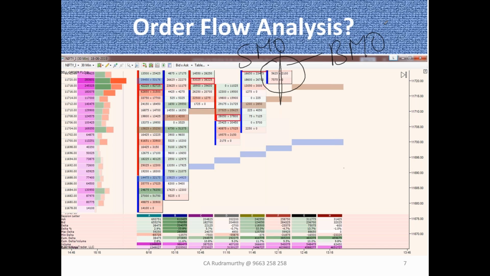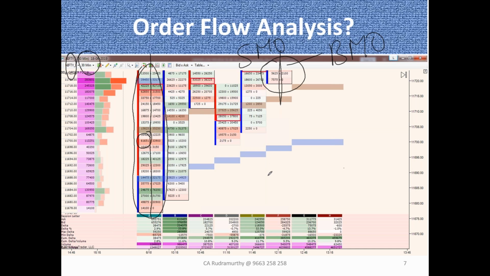Let me ask a simple question now. This is a half an hour candle. You can see I'm using a 30 minutes chart, and the example I've taken is Nifty. This is the A period, the first half an hour. In this A period, I'm classifying it into two halves. Let us take this one, 61,651. I'm asking you, is this 61,651 a sell market order or a buy market order?